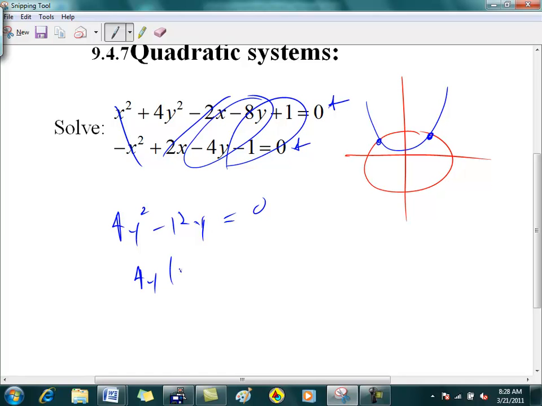So then you got 4y times y minus 3 equals 0. So then y is equal to 0. How do I get that? Why is y equal to 0? What did I use here? Fantastic. Good job, Myra. ZPP. Okay. Or alternatively, y is equal to 3.